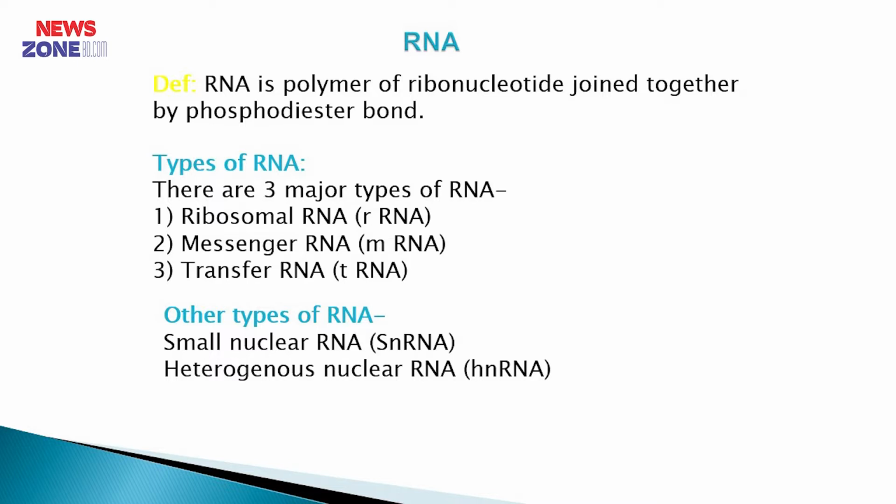There are three types of RNA mainly. These are mRNA, meaning messenger RNA, rRNA, meaning ribosomal RNA, and tRNA, that is transfer RNA. Other specific types are small nuclear RNA and heterogeneous nuclear RNA.